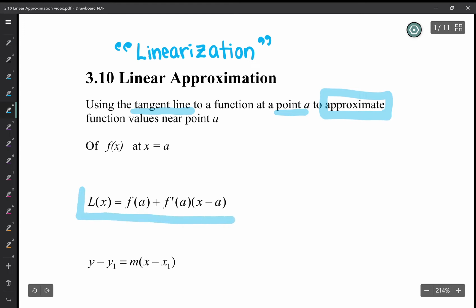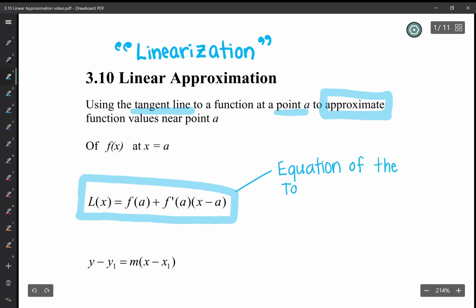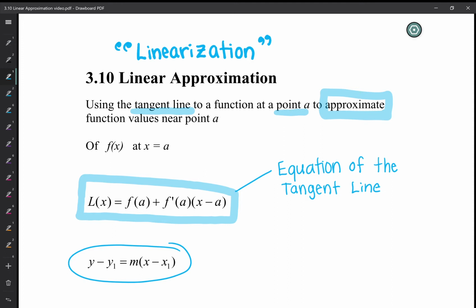L of x, or the linearization of x, is equal to f of a plus f prime of a times the quantity x minus a. This is the equation of the tangent line. And it comes from that point-slope form of a line, which we've been using earlier in the semester, except instead of writing y, we're writing L of x.